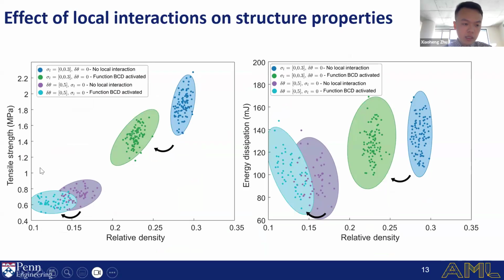With all of these local functions, we get this property map. The left hand side here is the tensile strength. You can see that with the local interactions, we can reduce the relative density and at the same time maintain the same level of tensile strength. And for the energy dissipation part, with the local interactions implemented into agents, the relative density decreased. However, the energy dissipation still maintains the same level, and in some cases it's even improved.